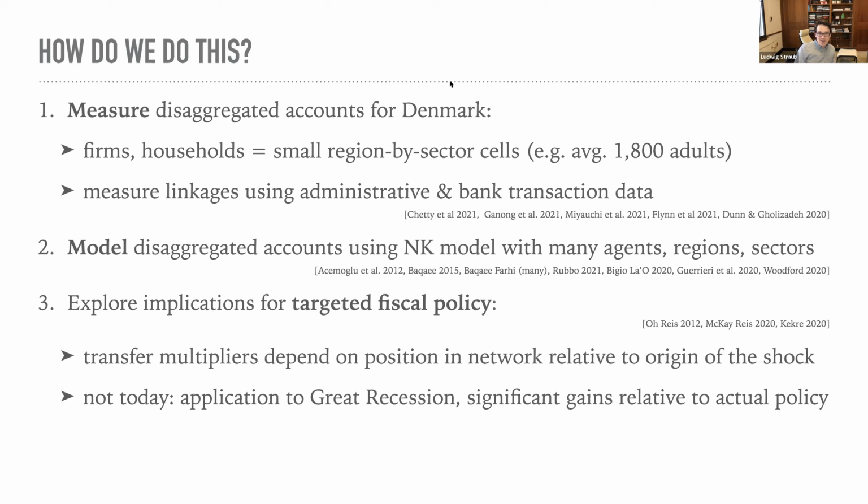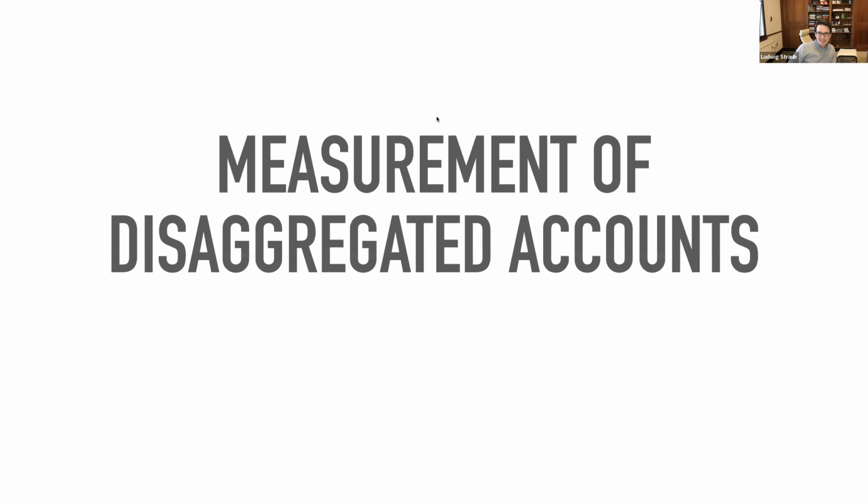I'm not going to have time to talk about one of our applications. So we have an application to the Great Recession in Denmark, where we show that optimally targeted policy that takes this targeting role into account achieves significant welfare gains relative to the actual policy that Denmark used during the Great Recession. All right, with that, I'm going to jump straight into the measurement exercise.